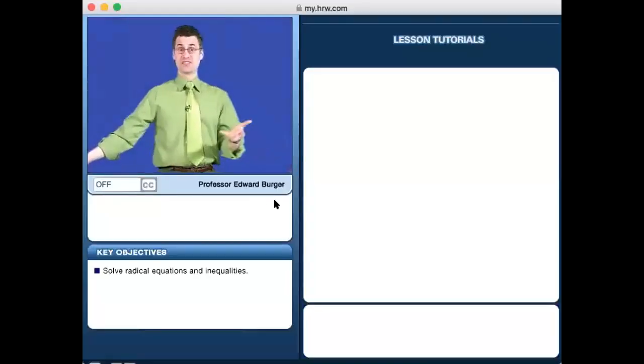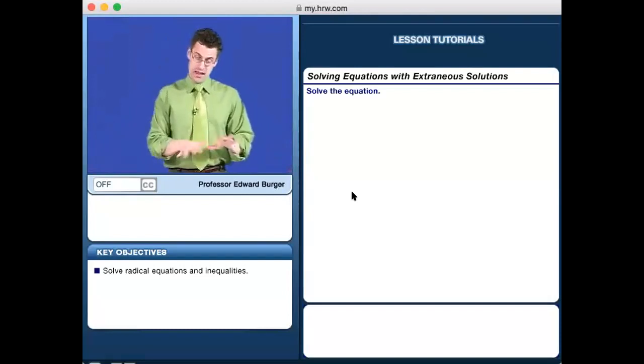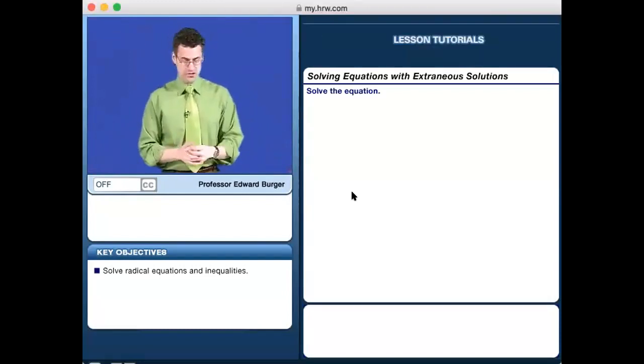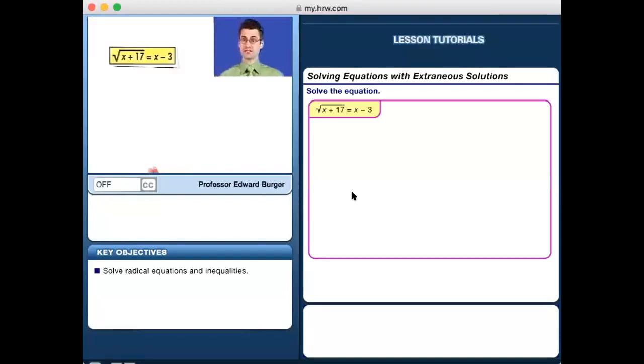All right, let's take a look at another example together. This one has some square roots and some non-square roots. Check it out. Square root of x plus 17 equals x minus 3. What do you do? Well, I'm going to square both sides because I want to undo that square root there. So we're going to start off by squaring both sides and hope for the best.